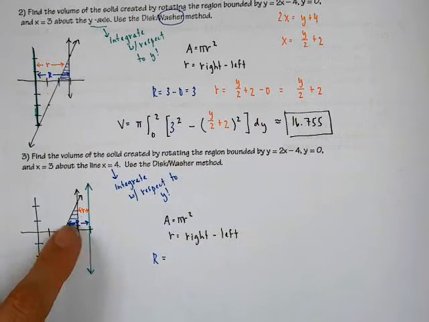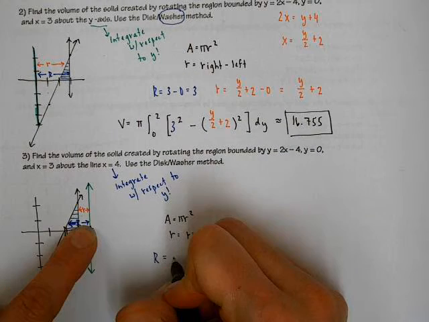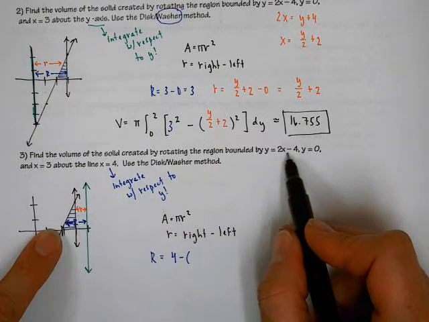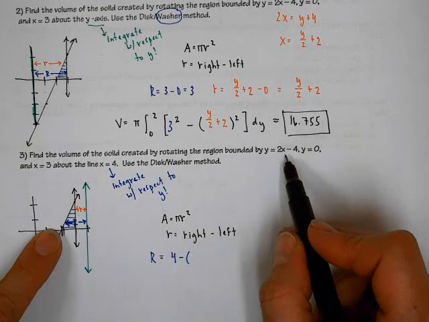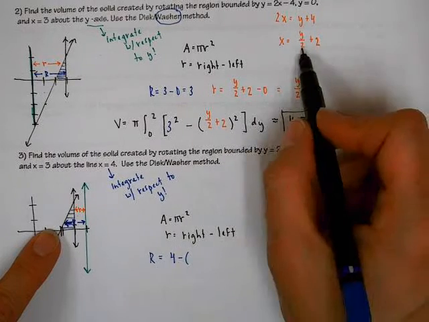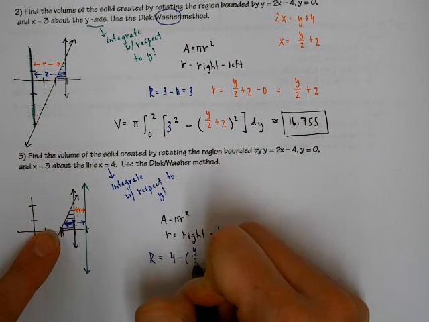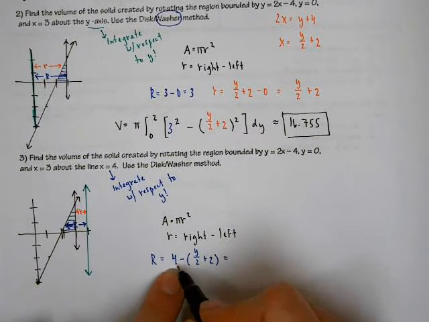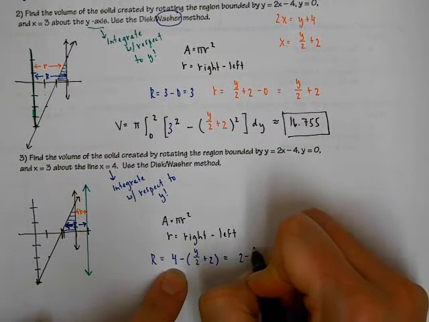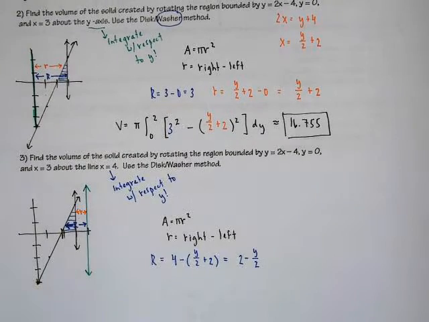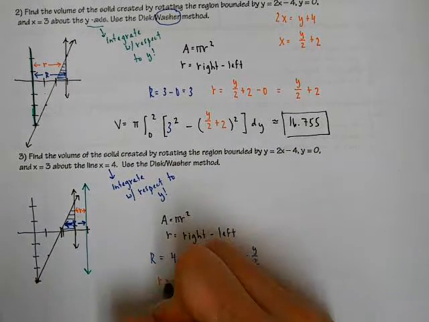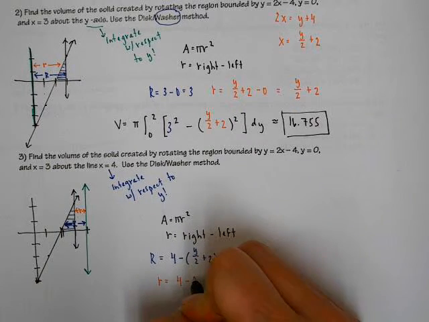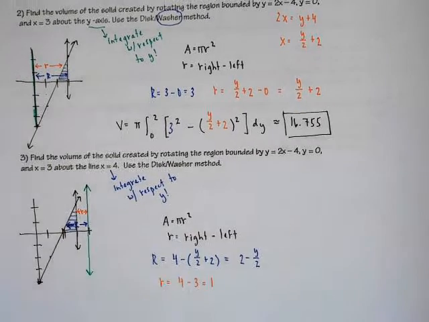My big R goes from x equals 4 to my left function, which is this here, but I need it in terms of y. We already did that. It was y over 2 plus 2. And I can actually simplify this. So I've got 4 minus that, so that's going to be 2 minus y over 2. My little r is between x equals 4 and x equals 3. So 4 minus 3, which is just 1.